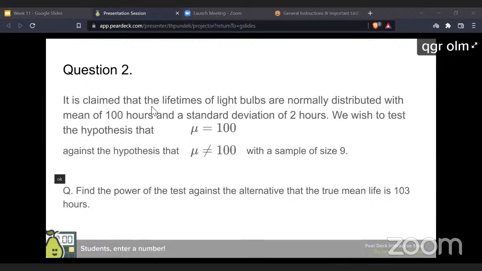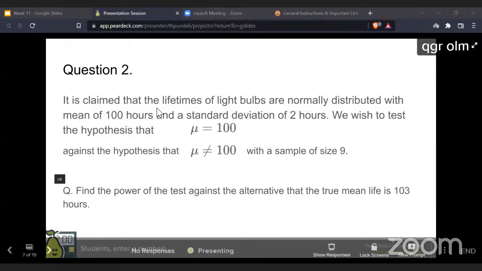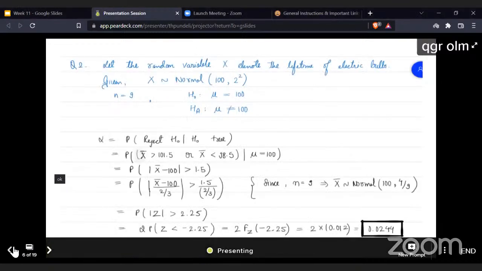Madam, can you mention the range of the acceptance region once in this model? What? The range that was there as the limits, the positive and the negative. Okay, it was 101.5 and 98.5.